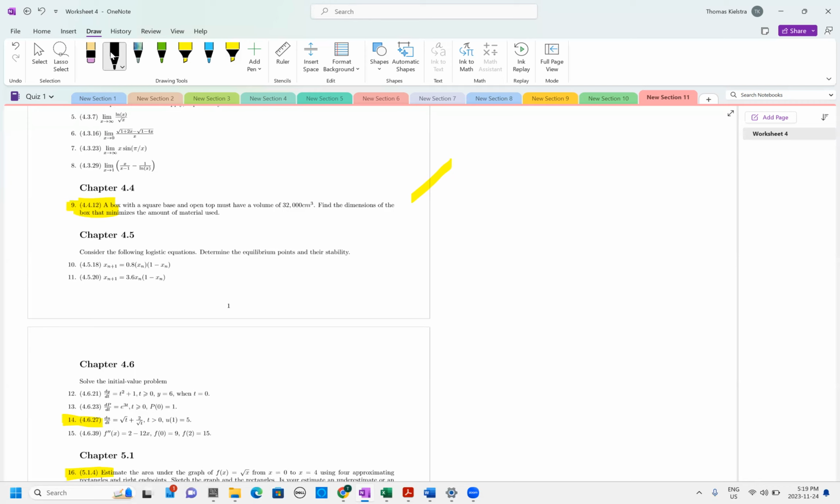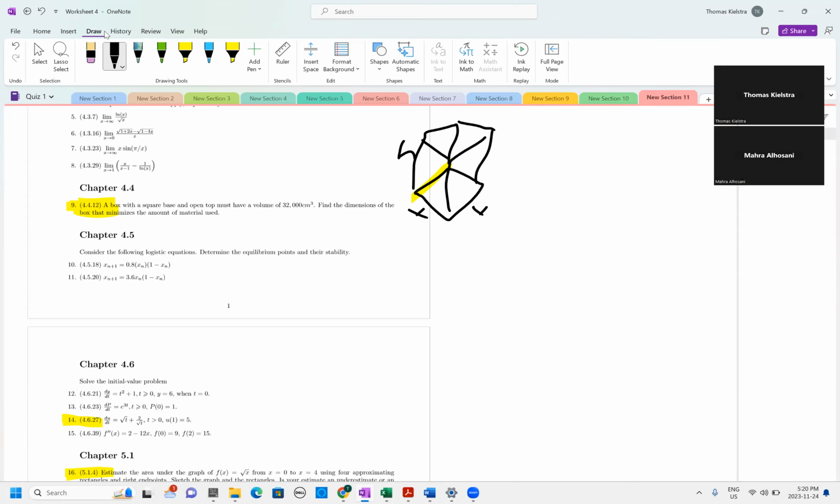So I'm going to start off with a picture of a square box. And from here, it has a square base. So we know that this is length x, x, and this is some height h. And what it's asking us to do is minimize the amount of material given it has a certain volume. And there's no top here.